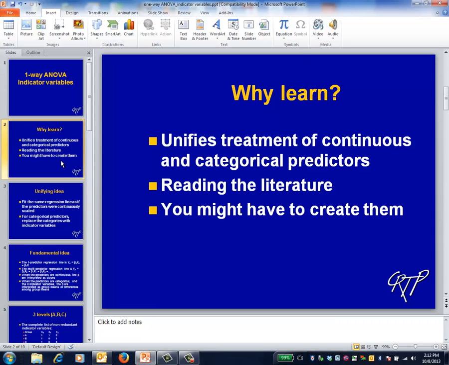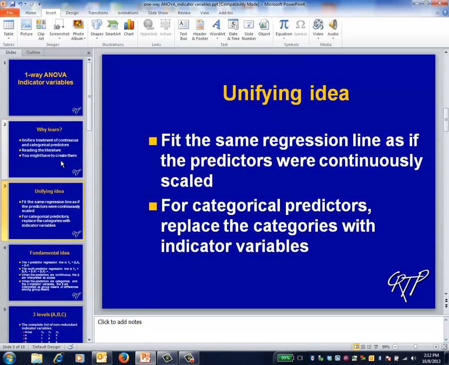Even if the "you" is your statistician or your programmer, understanding the basics of this topic can make you a more effective collaborator. So what's the unifying idea here? It's that for all models with a continuous outcome, the basic mathematical model is the same, namely the usual regression model y equals a plus bx, as if the predictor or predictors are continuous. The only thing that changes for categorical predictors is that categories are replaced by the values of indicator variables. In fact, it turns out that even the intercept from a traditional regression model is based on an indicator.